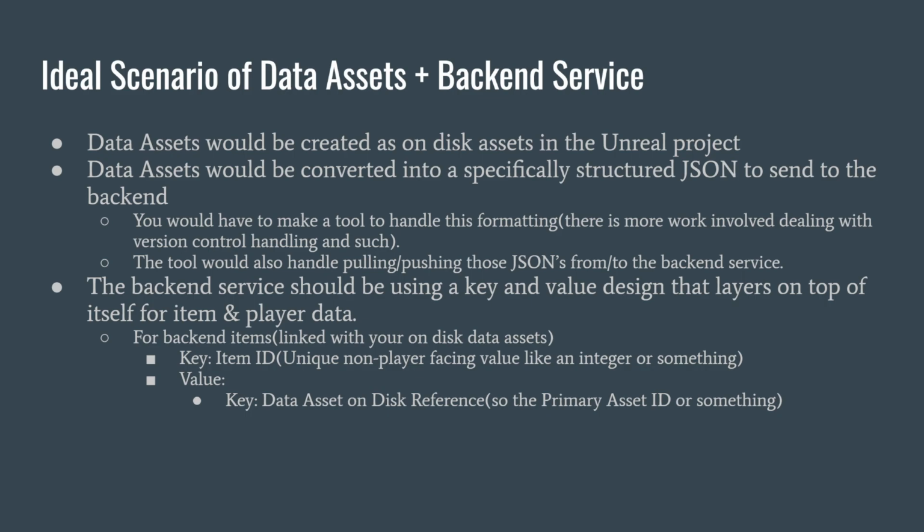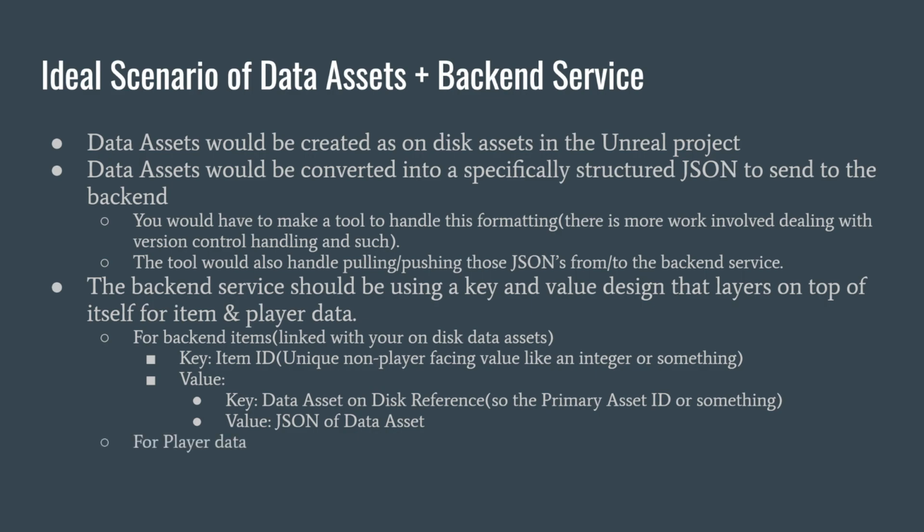You can move it into another folder and then you have to deal with fixing it up just because you moved it. There's no point in that. It should just be a string ID that you can look up easily. And when I say the primary asset ID, that's using Unreal's asset framework, which is extremely flexible and extremely powerful for that. And then the other value of this item would be the JSON of the data asset that got converted over.